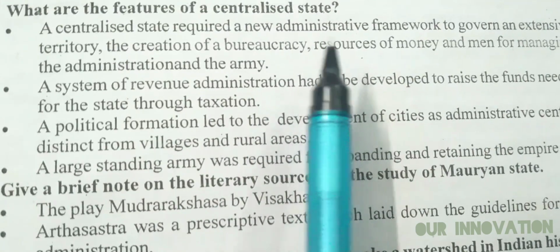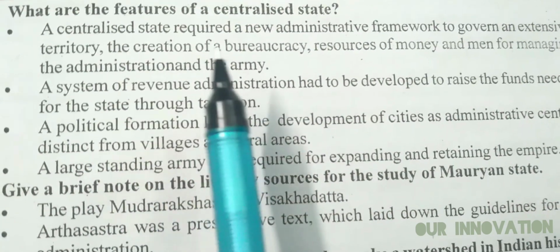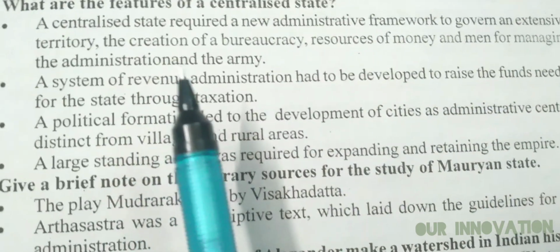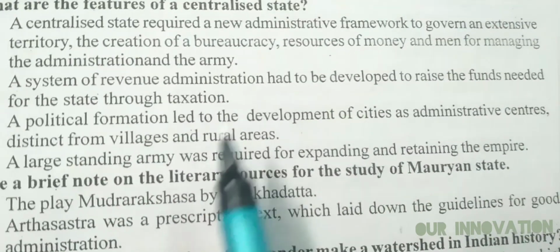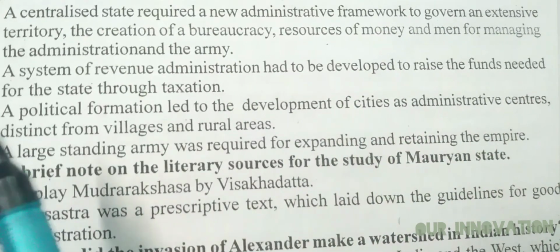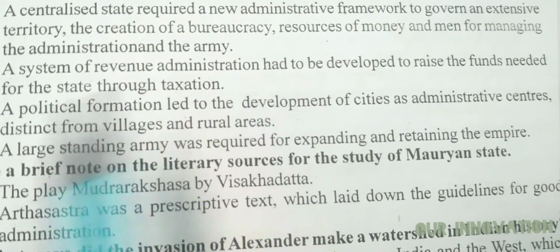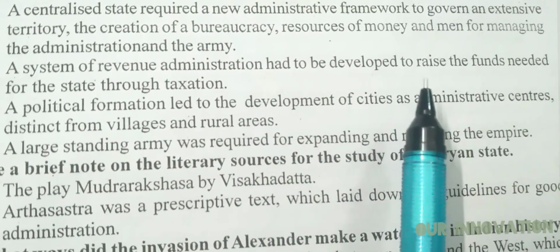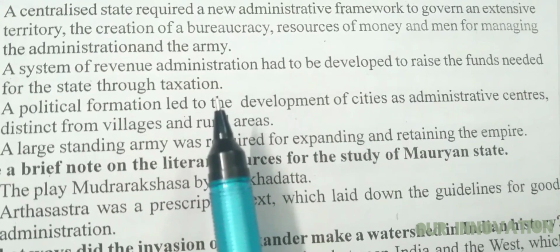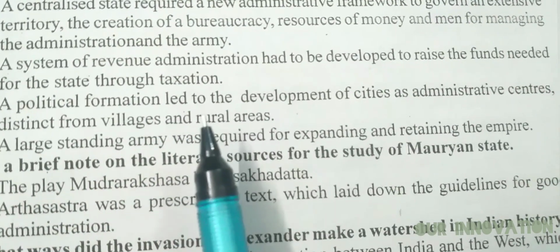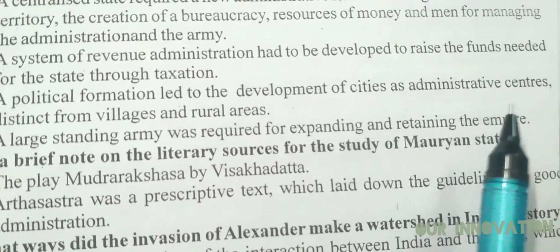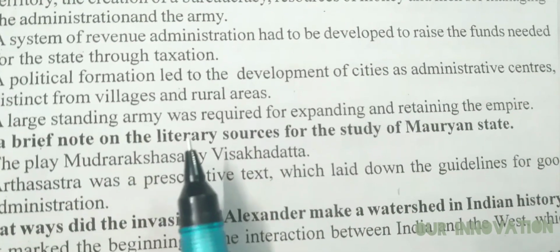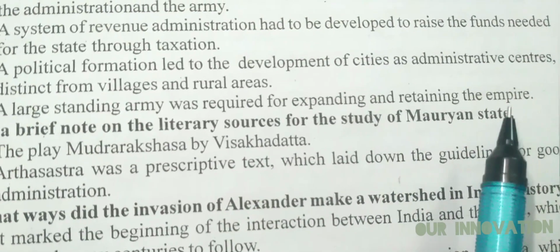Features of the centralized state. A centralized state required an administrative framework to govern an extensive territory. This required the creation of a bureaucracy, and resources of money and men for managing the administration and the army. A system of revenue administration had to be developed to raise the funds needed for the state through taxation. The political formation led to the development of cities as administrative centers distinct from villages and rural areas. A large standing army was required for expanding and retaining the empire.